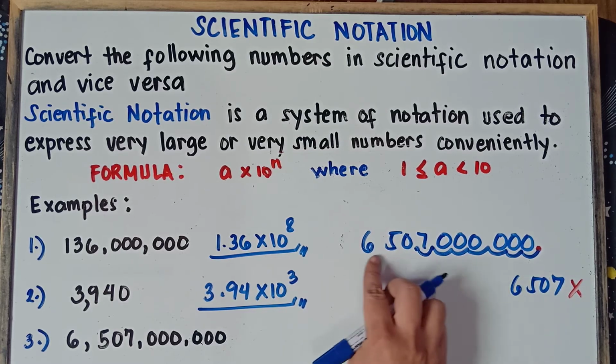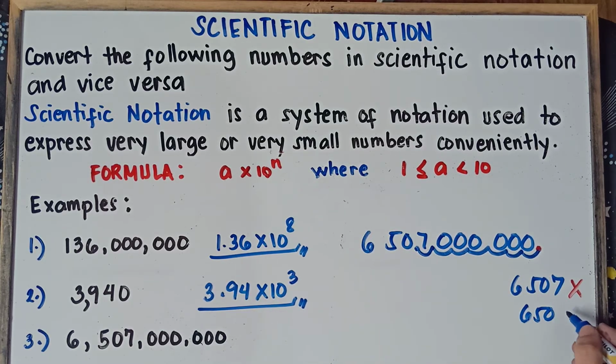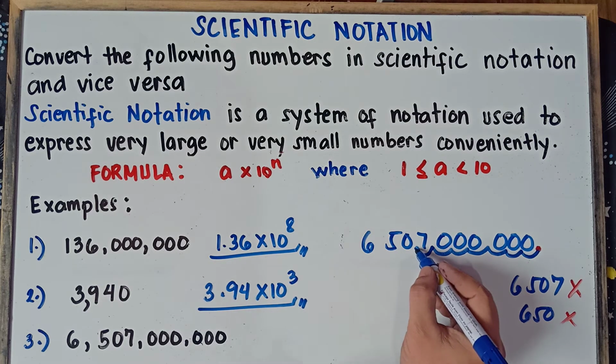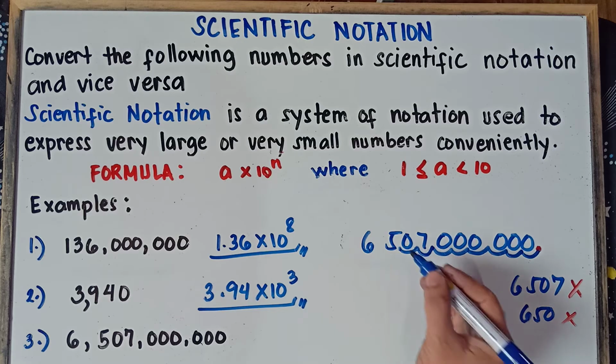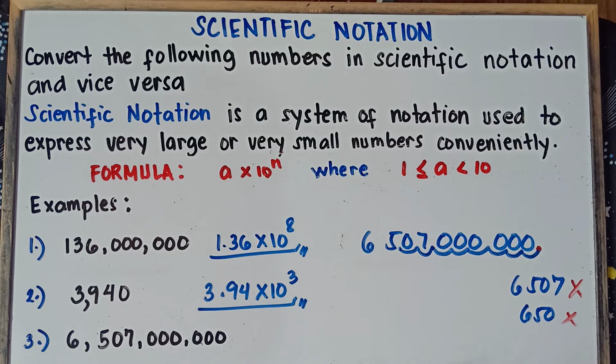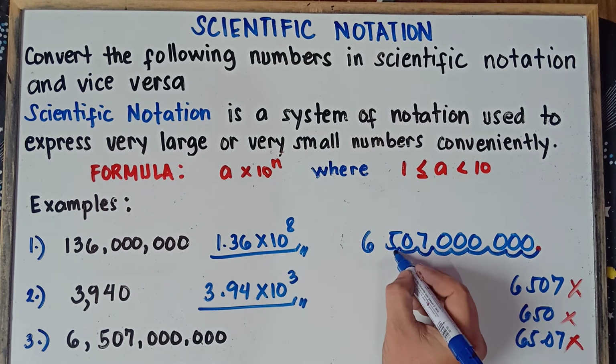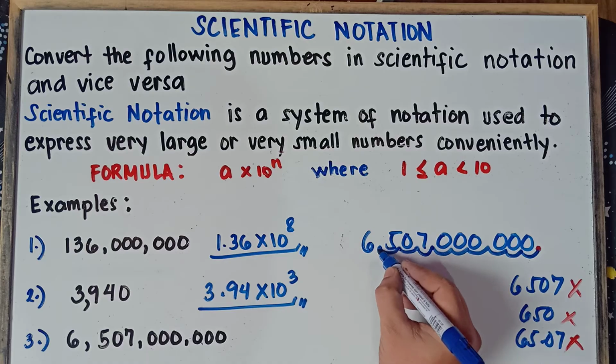Of course, we cannot have that one with regards to the value of A. Nope. 650 is greater than 10. So move it again once. 1. So we will have 65.07. Can we have that one with regards to the value of A? Nope. 65 is not less than 10. This is greater than 10. So we move it again once. 1. And the decimal point will be here.